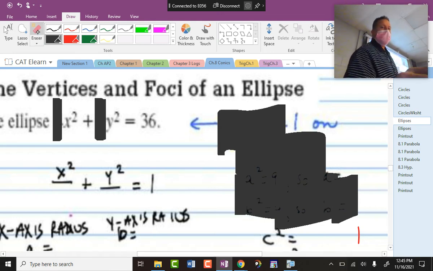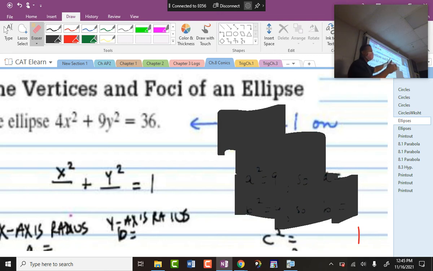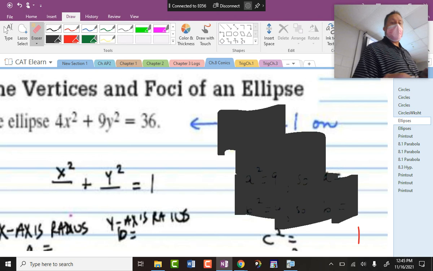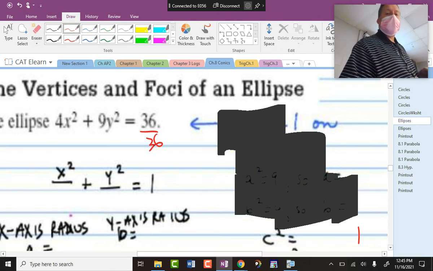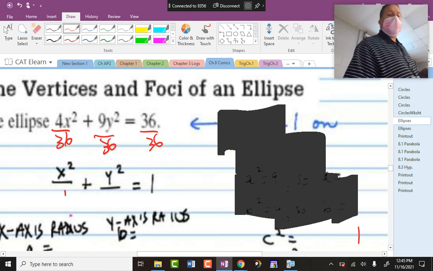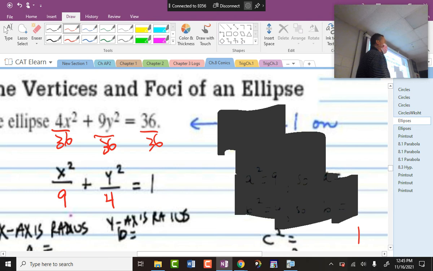This is the difference. See, this is why we have to divide. The fact that these have two different numbers in front of the squares makes this not a circle. You're going to have different radii values for the x-axis and y-axis. So I have to divide by 36 and then see, because we have different numbers in front of x and y, we now have different numbers underneath x squared and y squared. I should have said squared.